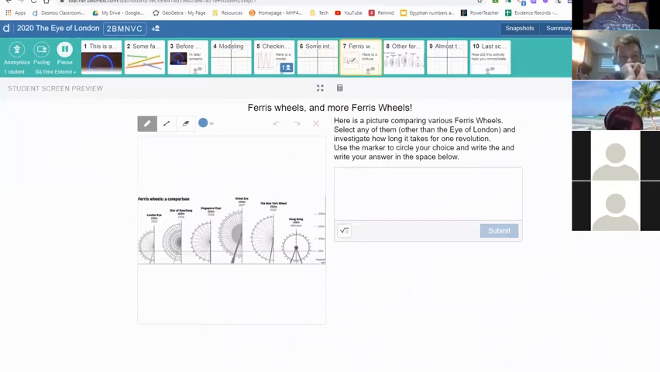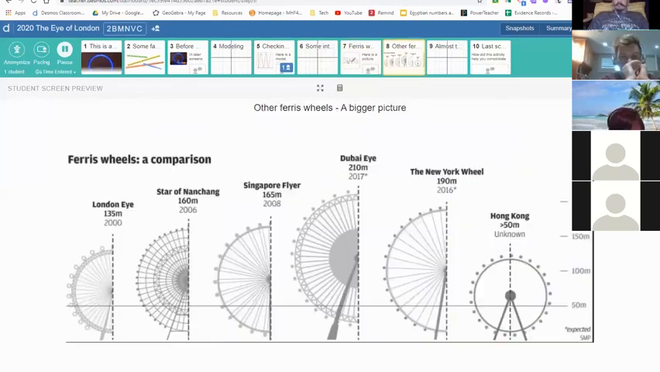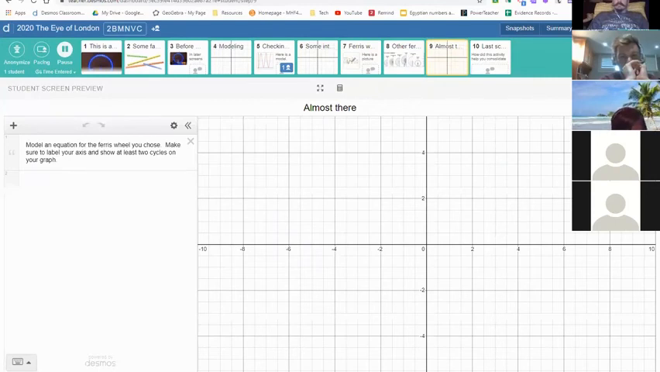And then the other part that I want to highlight is this. Next, you're going to pick a new Ferris wheel, and you'll see a bigger picture next. But all I want you to do on this screen is, let's say you pick this one, the Dubai Eye, which at the time was super tall. All I want you to do is put a circle around it, and that tells me what you are going to do. You're going to find out how long that Ferris wheel takes to make one rotation, and you have the measurement here. There are better details, and then you're going to model it here. All right, so this is all about modeling with sinusoidal functions.